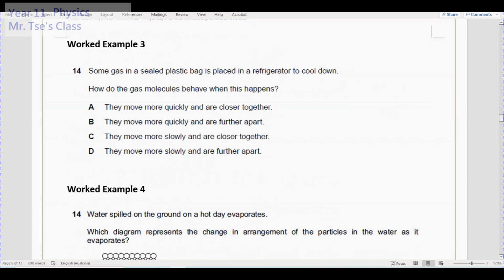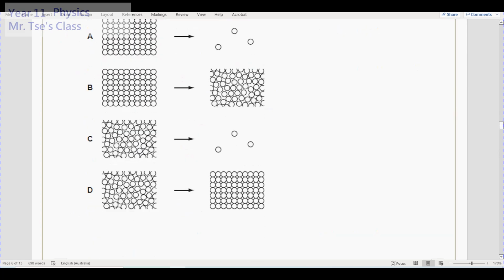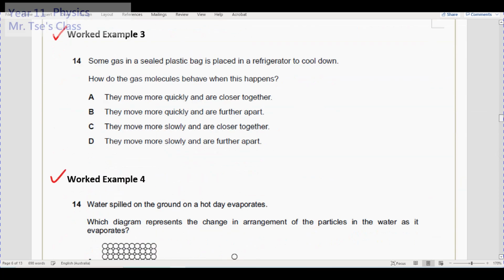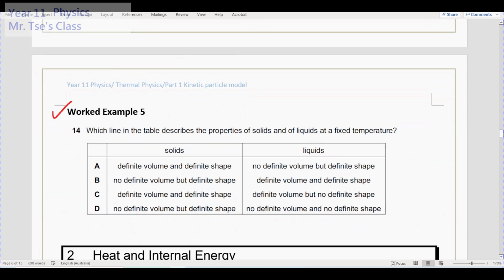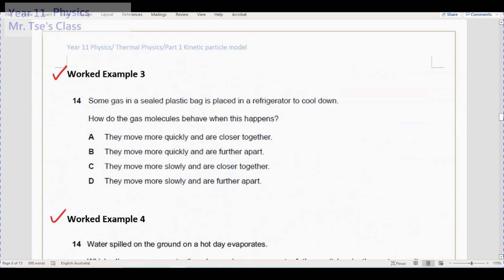I would like you to take your time and try to work on example 3, and also example 4. They are really very easy stuff. And also example 5. For examples 3 to 5, I think it will take you at most 5 minutes. So just pause the video, read the questions carefully and spend 5 minutes. Okay, right.